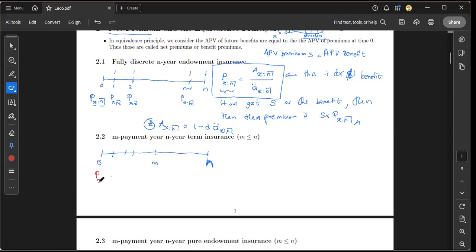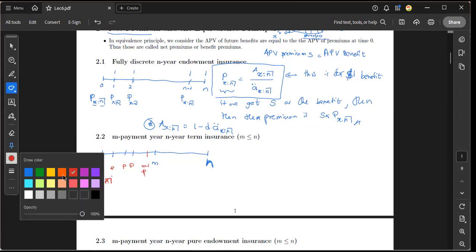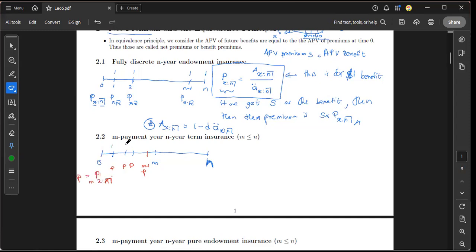It's the premium for an N-year term benefit. So this is the term life notation, but the premium is only being paid for M years. So this is the notation, and this is the premium. This amount is being paid throughout these years up to this point. After that, the coverage period will be there, but no premium payment will be made. So the death can happen at any time between 0 and N. That's how it works.